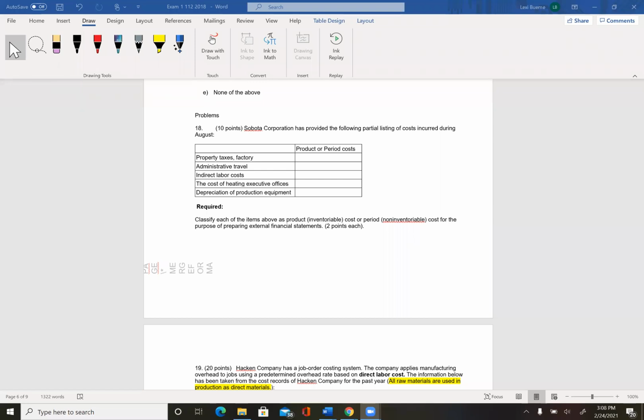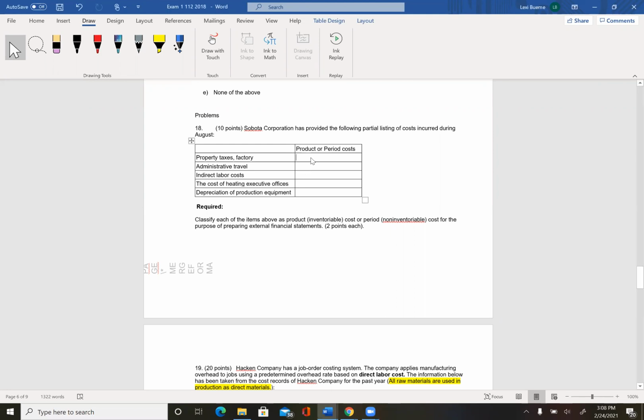So I'm going to start with the 2018 exam, and I'm also going to start with the short answer. The short answer is the biggest bulk of the test, so it's better to start with that, just so then you can make sure you have it all done. So 18 is going to be the first one we're starting off. Basically, the only thing you have to do is label product or period costs.